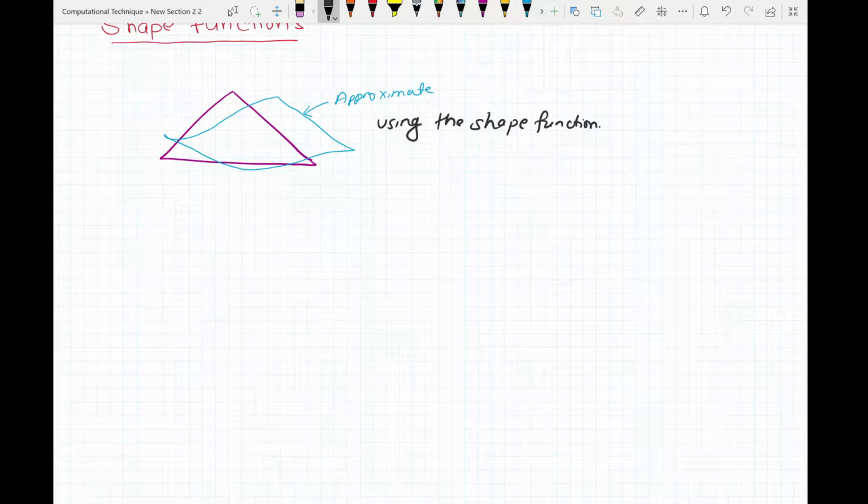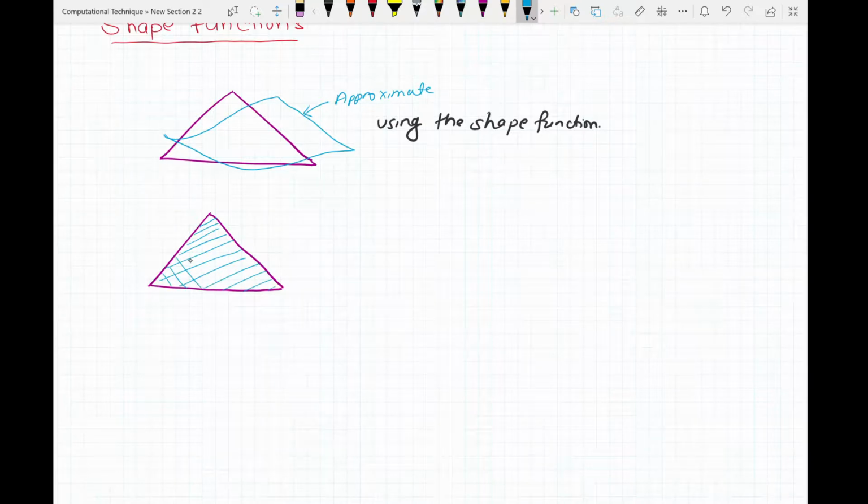Generally, what you can do is, let's take the triangular element. If we mesh this element into very small 2D elements like this, such that when we numerically solve this, then we can get a solution something like this, which may be close to the exact solution. This is one way of doing it.